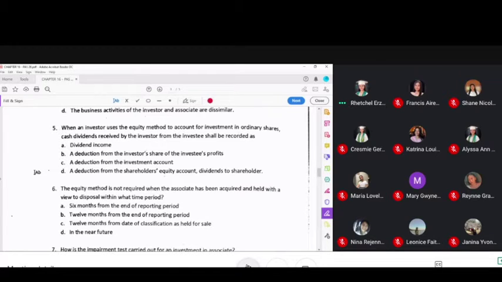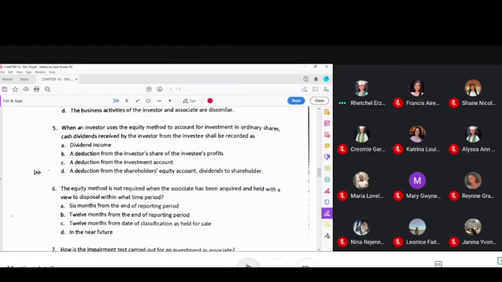Okay? So let me compare the equity method from the cost method first. Under the cost method, you will not change the balance of your investment. If it was initially recognized at 500,000, then throughout the life of the investment, it will remain at 500,000. It will just change if the investment is impaired or revalued. Under the equity method, the balance of the investment will keep on changing every year to reflect the effects of the operations of the investee corporation. What does that mean?